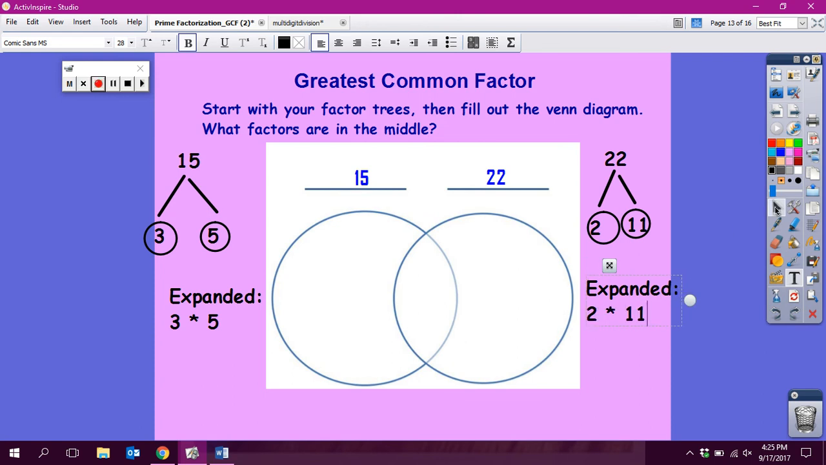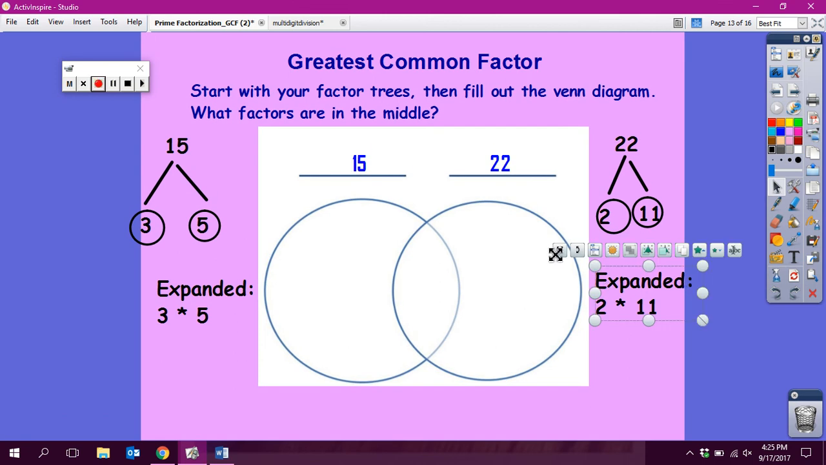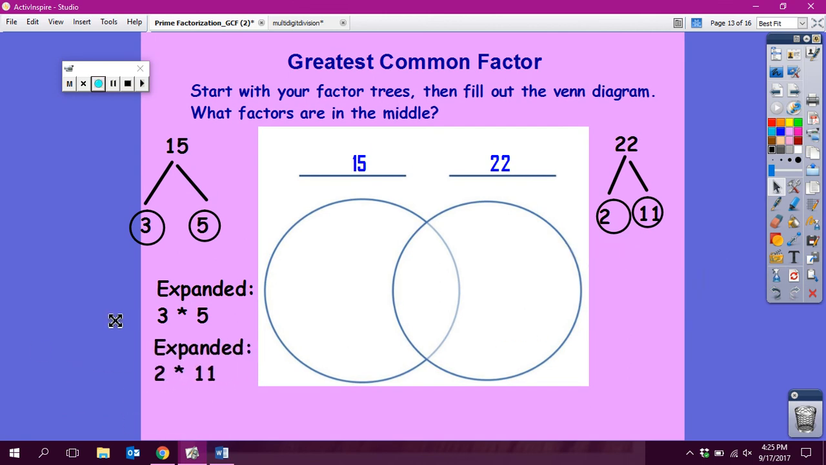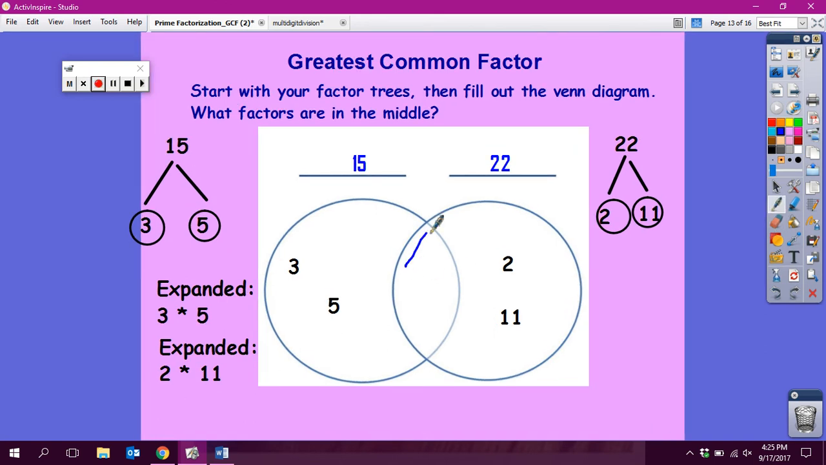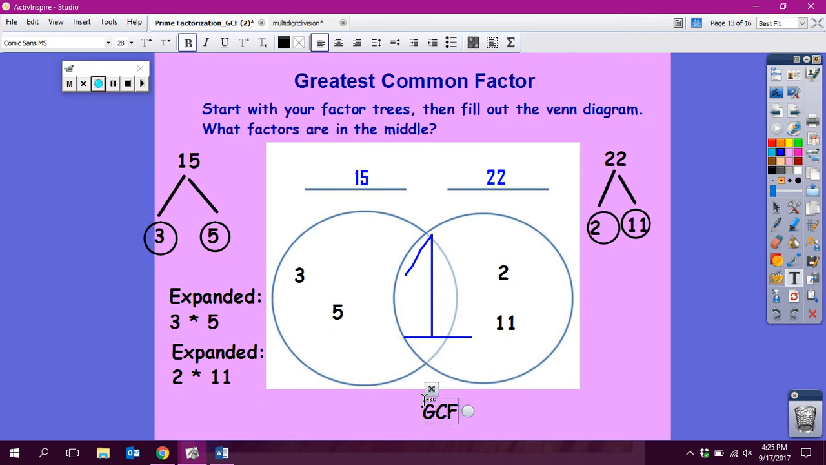Okay, so let's compare these expanded forms. You can actually move them so that they're right beside each other, and it might be a little bit more helpful. Okay, so when you're looking here, they literally have no factors in common, like none, nothing. So when that happens, all of your factors just go into the opposite sides of this Venn diagram. And then in the middle, the only greatest common factor it could have is 1. So the greatest common factor for this problem is 1.